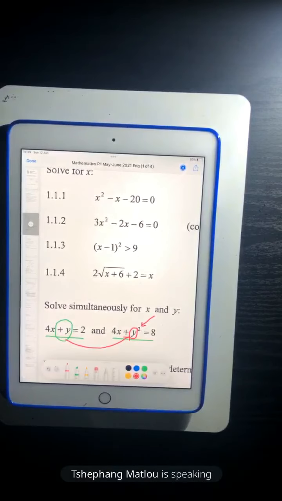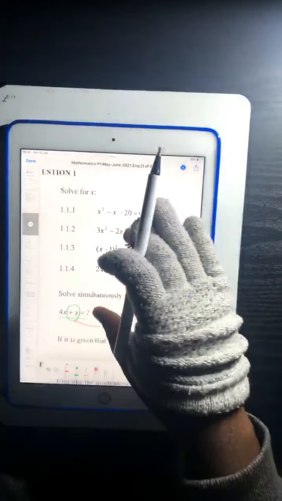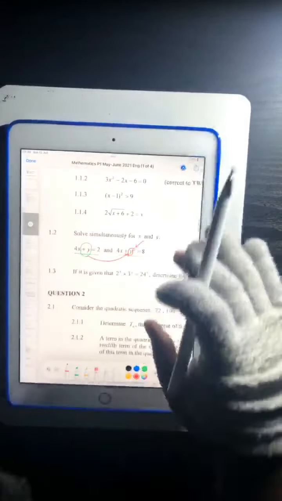Now I can work them out on my own just to see. Yes, where will you end up? You see.